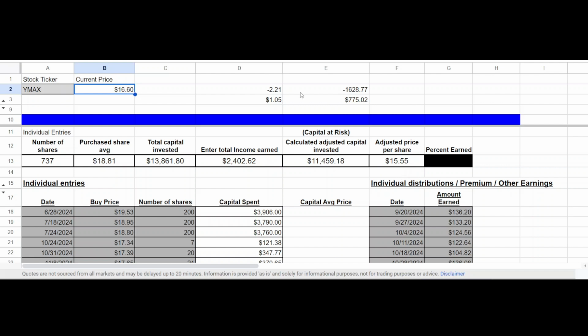Well, we can do a little quick calculation on that too, and find out if I sold them at that $16.60, how much would I actually have earned? So we can take $16.60 times the 737 shares that I own, and that's going to give me $12,234.20. Okay, so that is if I sold those shares.